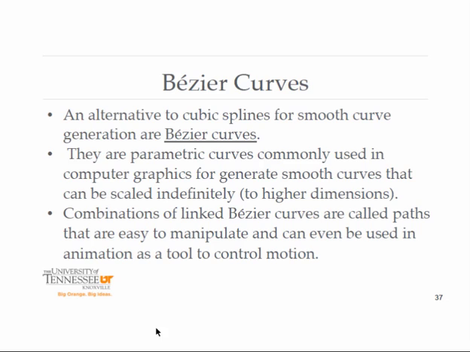The advantage of these Bezier curves is that they can be scaled indefinitely. In other words, you can adapt this approach for higher and higher dimensions, from 2D to 3D to 4D to 5D and so forth, which are very useful. Of course, in graphics, usually you're just going to 3 dimensions at the most. Combinations of linked Bezier curves are called paths, and they're very easy to manipulate and actually can be used in animation as a tool to control the motion. And we'll see how that's possible in the next couple of slides.